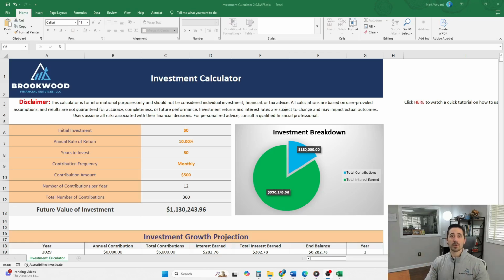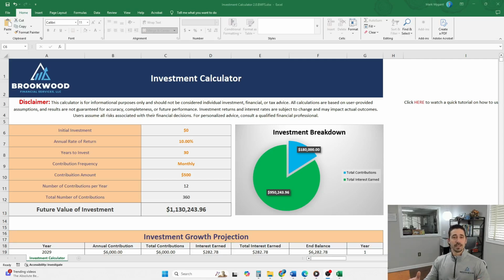But before we get started, a quick disclaimer. This calculator is for informational purposes only and should not be considered individual investment, financial, or tax advice. And as always, for personalized advice, please make sure you consult a qualified financial professional.